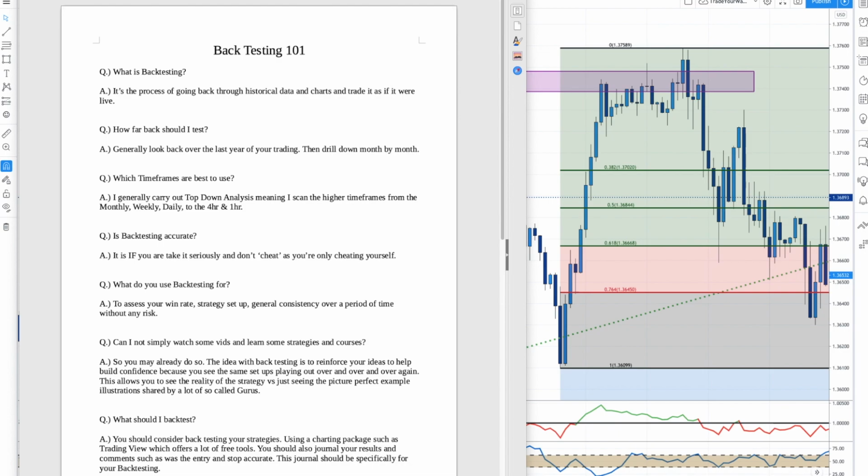But what I would say is drill down month by month, sectioning off that month and then drilling down further to the smaller time frames, like a 1 hour and a 4 hour, to go through looking for the setups. Now it's important, don't cheat. So that brings me to the next question.